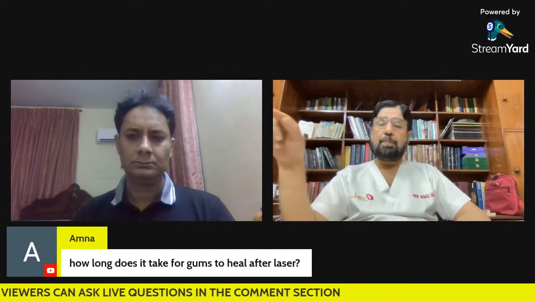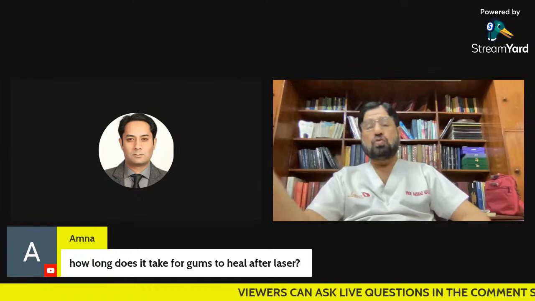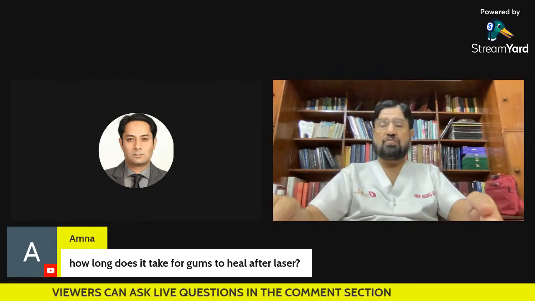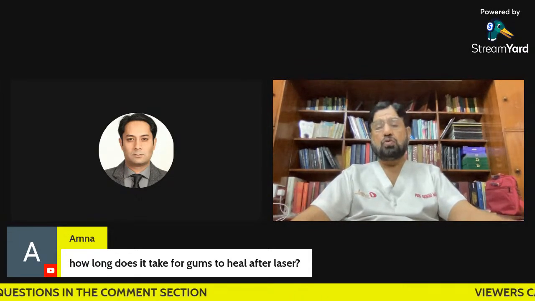When you have gum curettage, or perio pocket elimination, or treating any bony defect area, it takes 10 to 12 days. So it depends on the use of the laser on the particular defect of the gums that you are treating.